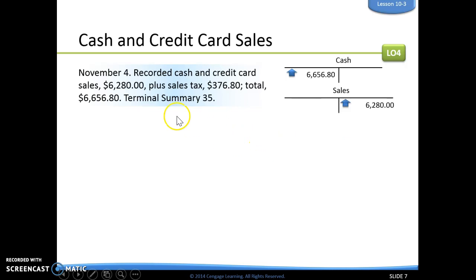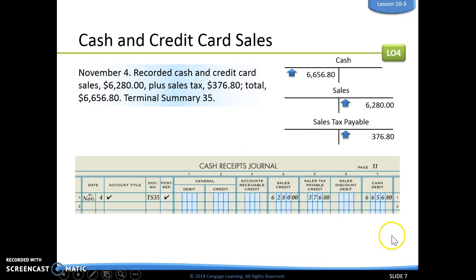Then we're going to credit sales for the amount of merchandise that we sold. So this is the amount of sales that we had. So that's what we credit sales for. Next, we're also going to credit sales tax payable for the amount of sales tax that we have for those sales. Remember, sales tax is a liability. We do not get to keep that money. We hold on to that money until we pay the government.